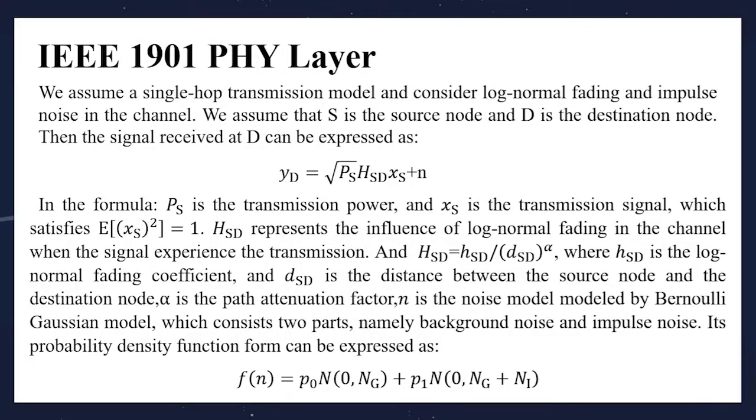As for the physical layer, we assume a single hop transmission model and consider log-normal fading and impulse noise in the channel. We assume that S is the source node and D is the destination node. Then the signal received at D can be expressed as, and the corresponding noise probability density function can be expressed as.